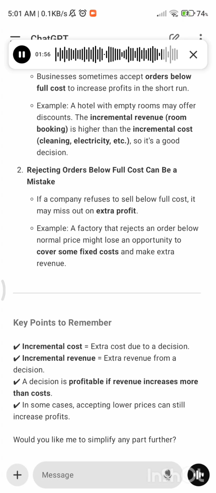Incremental cost equals extra cost due to a decision. Incremental revenue equals extra revenue from a decision. A decision is profitable if revenue increases more than costs. In some cases, accepting lower prices can still increase profits.